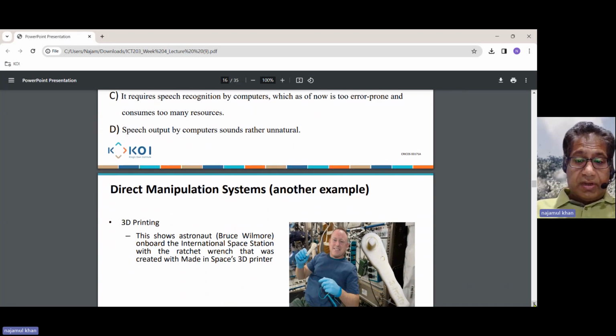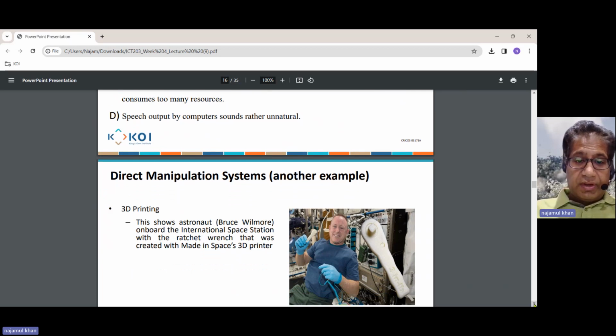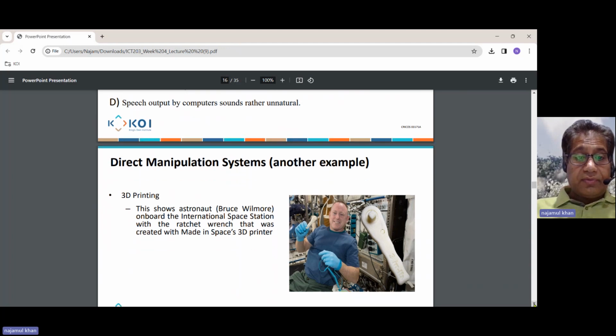3D. We're talking about now 3D. We all know that the importance of 3D is being used everywhere, and widely, in different settings. 3D printing has become a powerful tool as well. This picture shows astronaut Bruce Wilmore on board the International Space Station with the ratchet wrench that was made in space by a 3D printer. I mean, can you believe that? These kinds of things are happening.